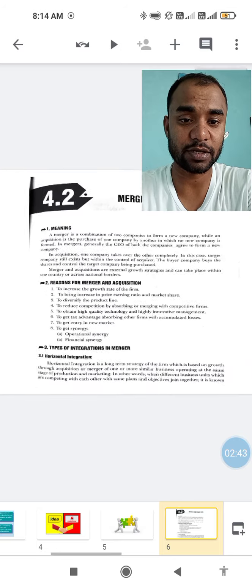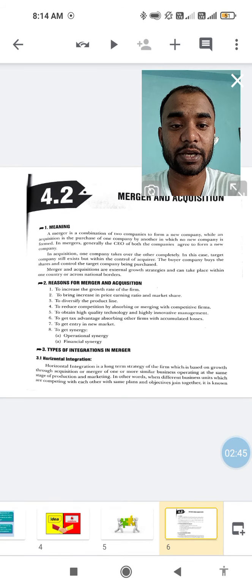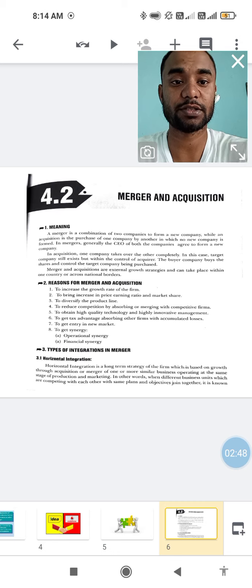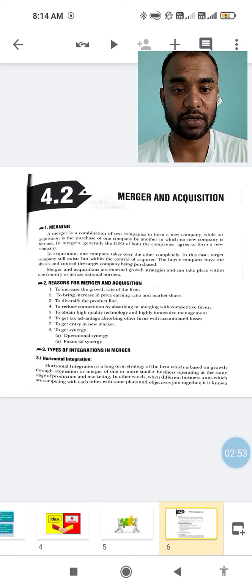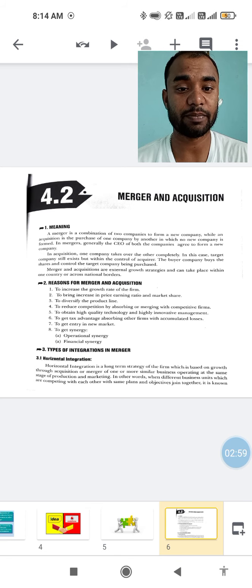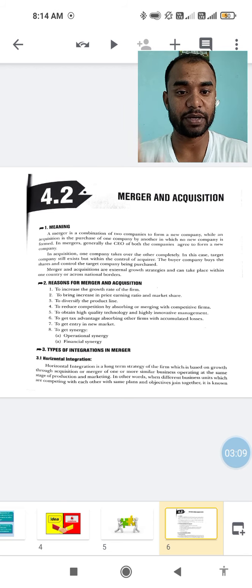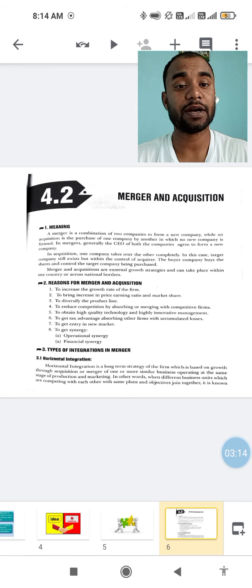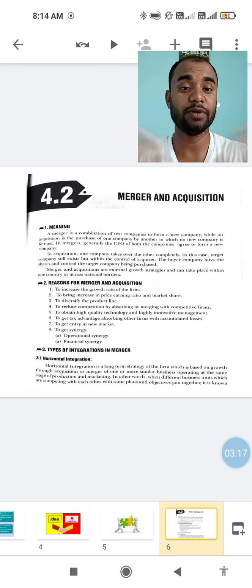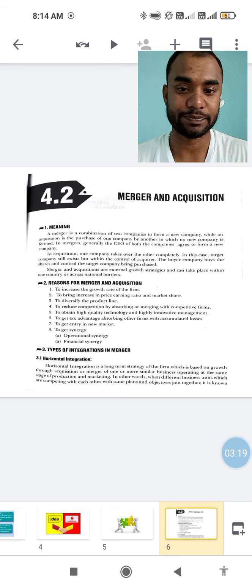Let's see what's there in the book. So merger is a combination of two companies to form a new company. Well, an acquisition is the purchase of one company by another company in which no new company is formed. In merger, especially, the CEO of both the companies agree to form a new company. So merger is the combination of two companies to form one, but acquisition is the overtaking or purchasing of one company by another. There is no new name in acquisition, but there is a new name in merger.